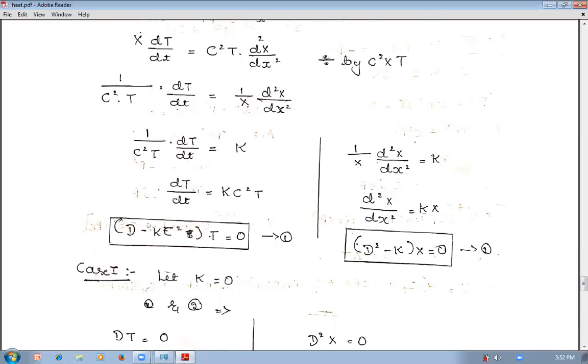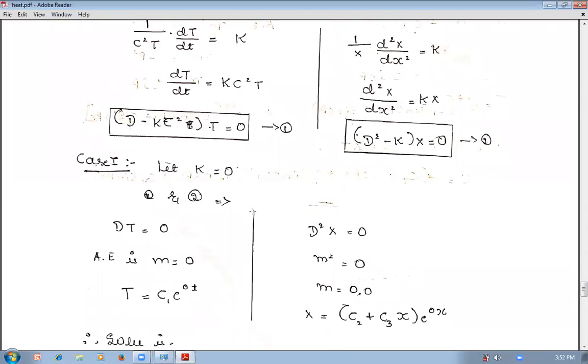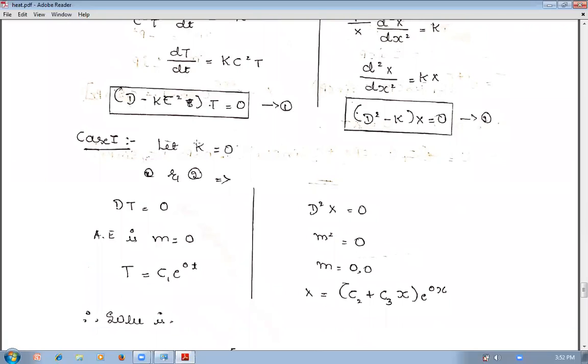Next, write in terms of capital D. (D - k c²)T = 0, where T is common and taken outside. Call it equation 1. Here (D² - k)X = 0. Call it equation 2. Here also there are three cases. In case 1, put k = 0. This is 0 and here also 0. We obtain a differential equation of first order and here second order.